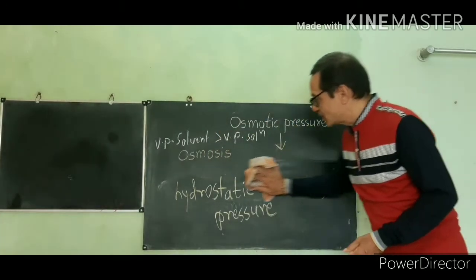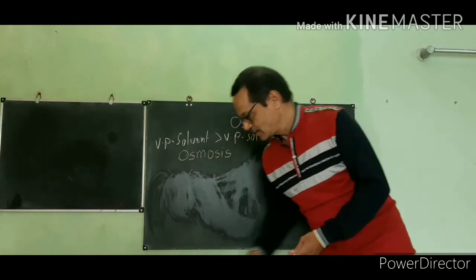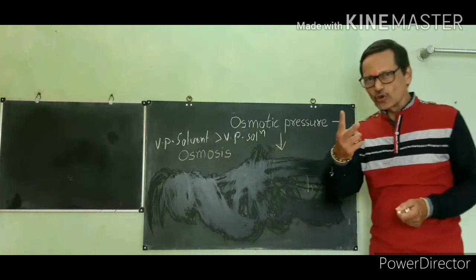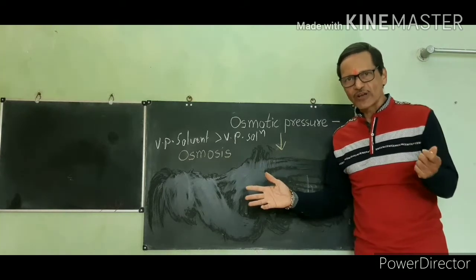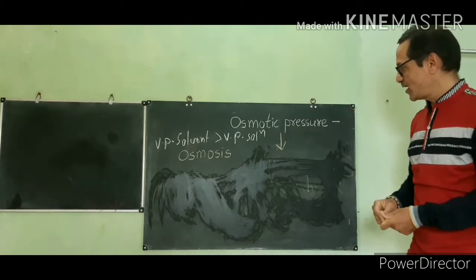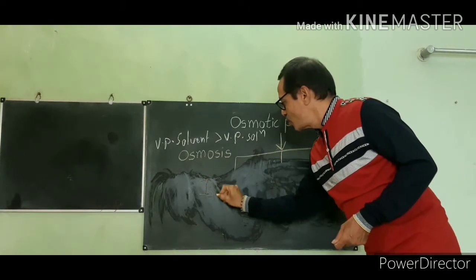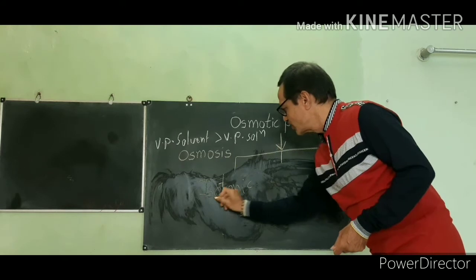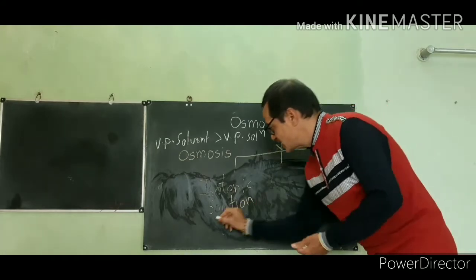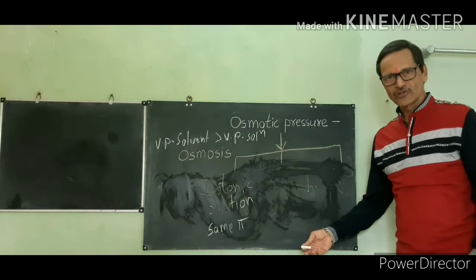Now, solutions have osmotic pressure. There are three types, because when two solutions are there, they may have different osmotic pressure or the same osmotic pressure. So there are three different types accordingly. The first is isotonic solution. Isotonic solution means both solutions have the same osmotic pressure. These are called isotonic solutions.